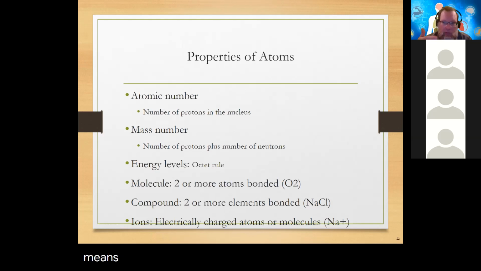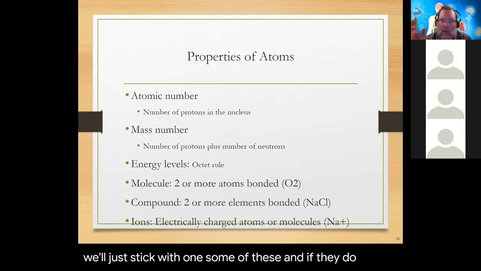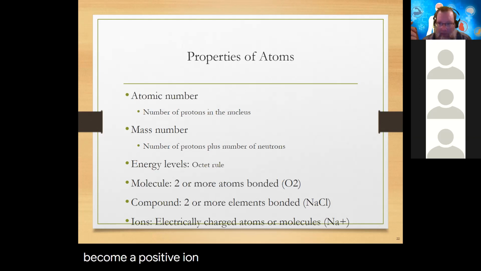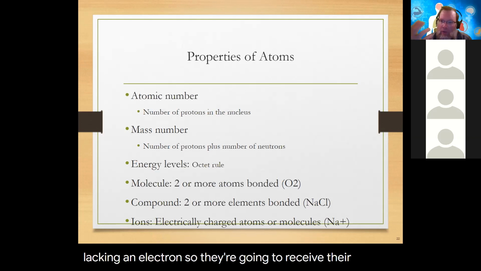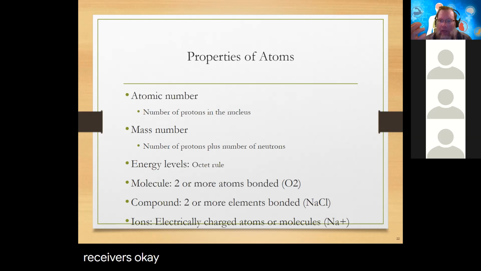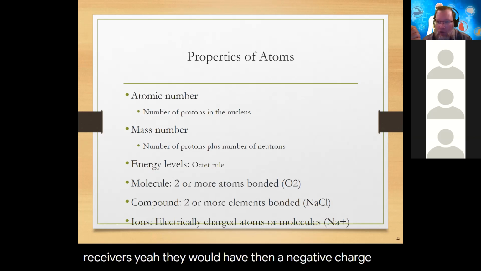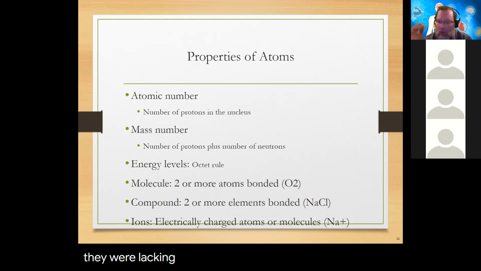And what this means, and we'll see it in a little more detail, is some of these elements can donate one of their electrons, or multiples, but we'll just stick with one. Some of these elements can donate an electron, and if they do, they become a positive ion. Some of these elements are lacking an electron, so they're electron receivers. They would have then a negative charge. They were lacking, so they were negative.